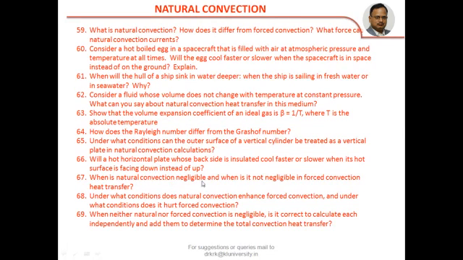When is natural convection negligible, and when is it not negligible in forced convection heat transfer? Under what conditions does natural convection enhance forced convection, and under what conditions does it hurt forced convection? When neither natural nor forced convection is negligible, is it correct to calculate each independently and add them to determine the total convective heat transfer? Think over, otherwise in the next session, at the end of the session, as usual, I will present the answers.